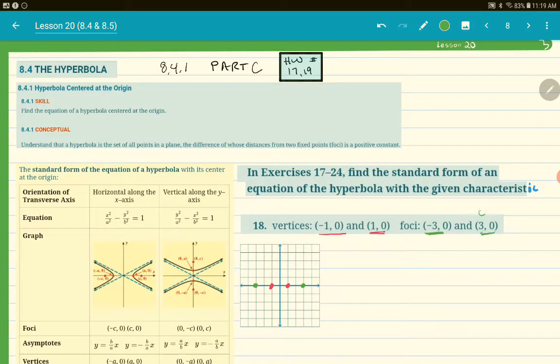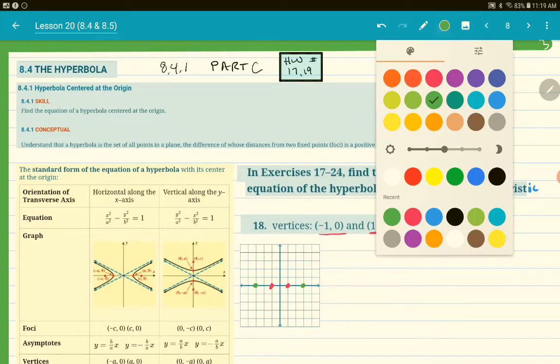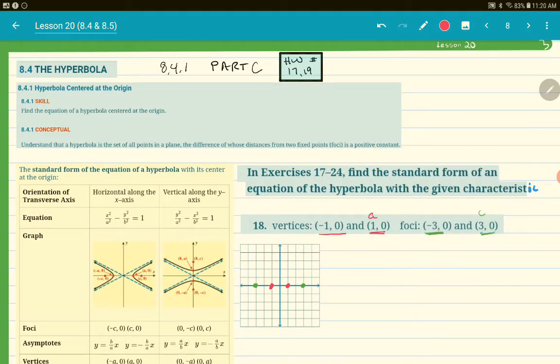So remember, this is my C and this is my A. And I can see then the center is going to be halfway between the two foci, or halfway between the vertices. So my center here is at the origin. So I know I'm going to fit one of these two equations. And I can see it's going to open right and left because my foci and my vertices are on the x-axis. They're in the horizontal direction. So I'm looking at this.